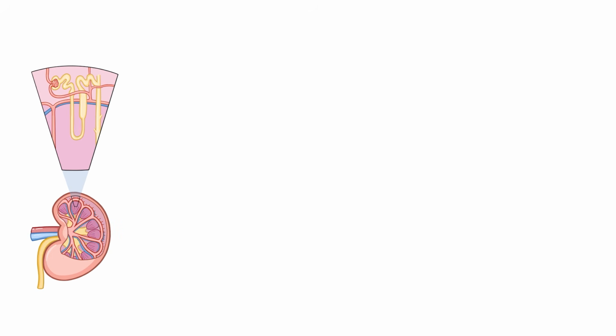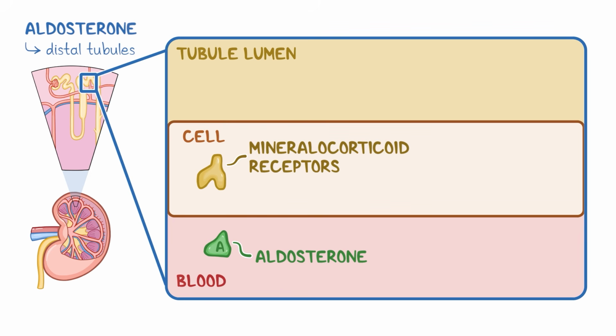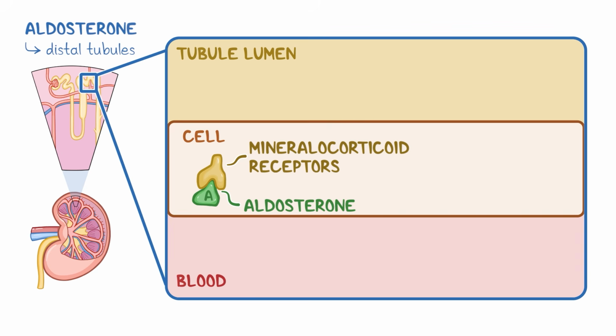Once in the bloodstream, aldosterone travels to the kidneys, more specifically to the distal tubules and collecting ducts of the nephron. Here, aldosterone squeezes into principal cells and stimulates mineralocorticoid receptors. When aldosterone activates mineralocorticoid receptors, the sodium-potassium pumps kick into high gear. They begin to pump more sodium ions from the cell into the bloodstream.